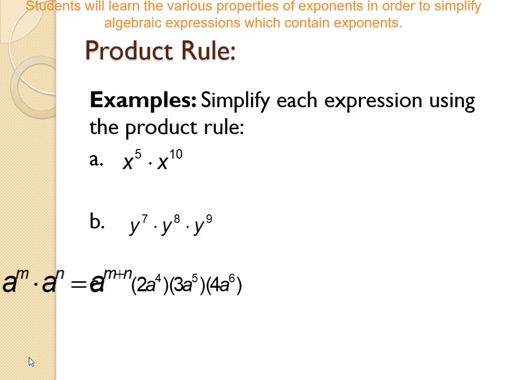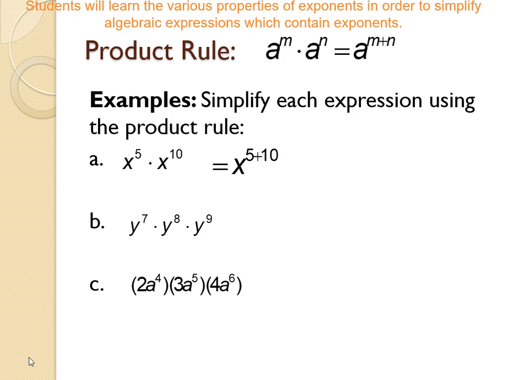The product rule says if you're multiplying like bases, then you add the exponents. Because x to the 5th means x times x times x times x times x, and x to the 10th means x times x times x times x times x times x times x times x times x times x. So when we write it all out, it's really x, and there's 15 of them. So that's how we get x to the 15th.